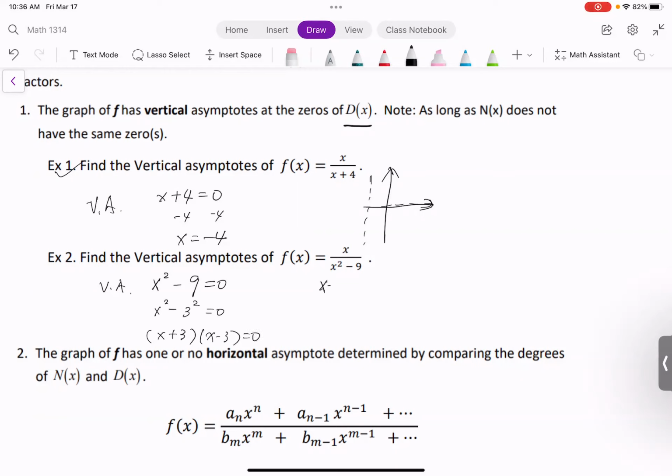First factor equal to 0. Second factor equal to 0. So we solve these two equations, x equals negative 3, x equals positive 3. We have two vertical asymptotes. All right, let's see the next part.